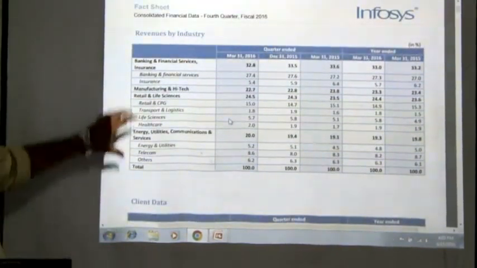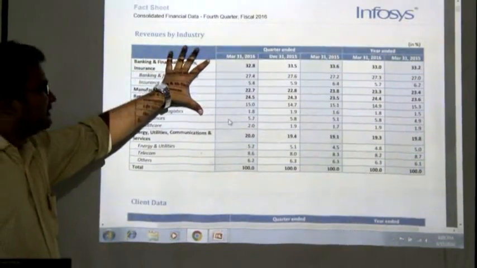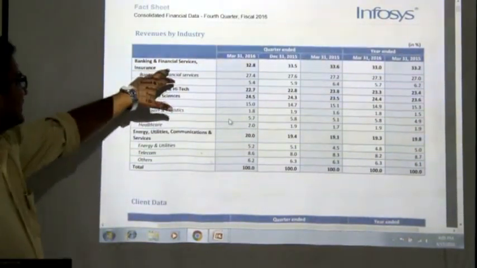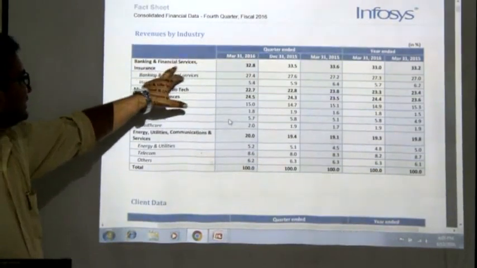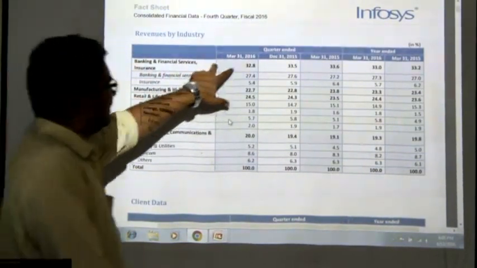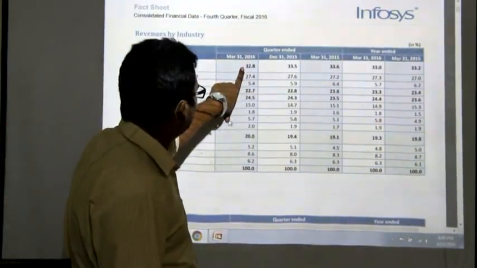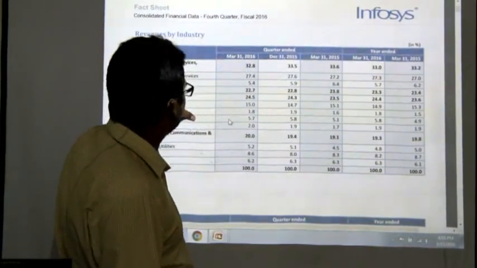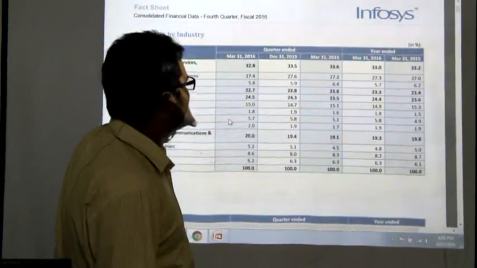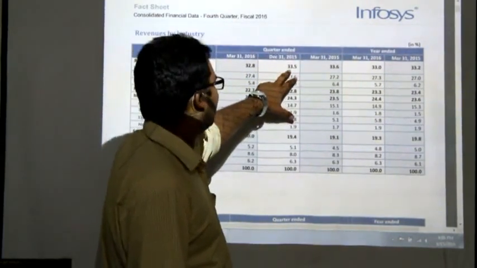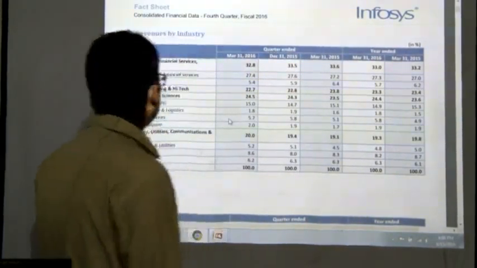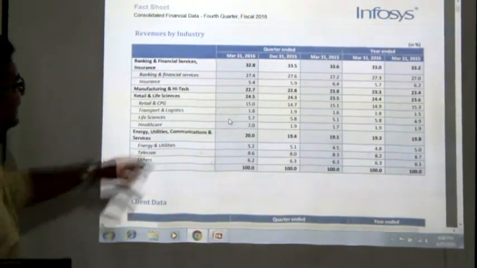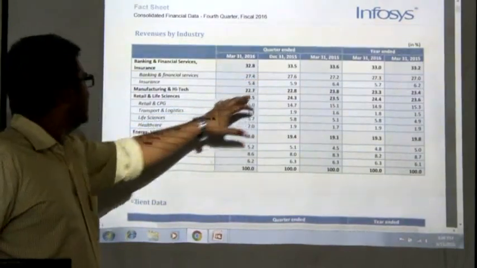Now this is also very important. We are talking about the industry which is able to produce how much revenue. When we are talking about the BFSI segment, the banking and financial services and insurance segment, Infosys is fetching approximately 32.8% revenue from this particular segment this quarter, and last quarter it was fetching approximately 33.5% revenue. So the performance from the banking, financial services and insurance domain has come down from last quarter.